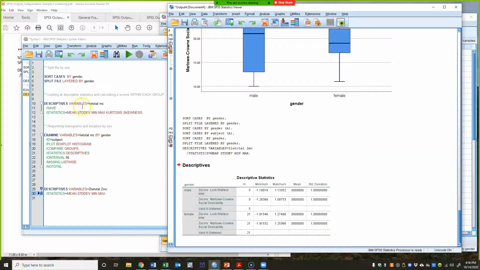But if I forget to split file before I run those Z-scores, then I'm creating Z-scores based on the full sample, not separately within men and women. And if I were to look at Z-scores independently across these two, I would see some mean that's not exactly 0, some standard deviation not exactly 1, which tells me that I've made an error somewhere and that I need to correct that.